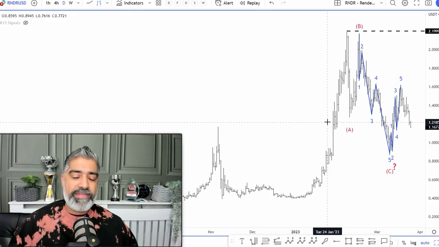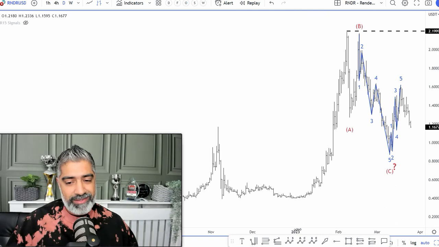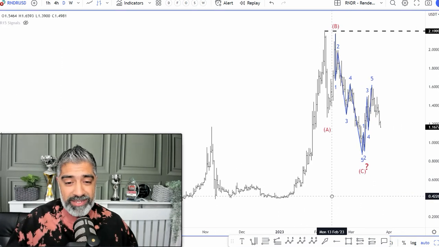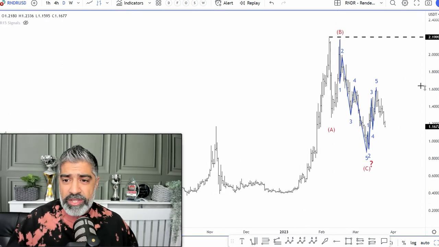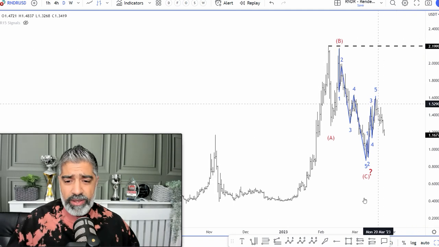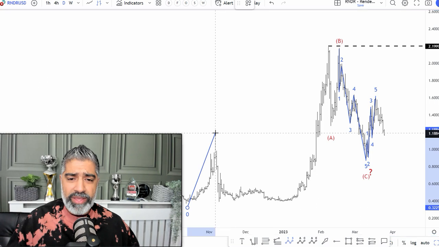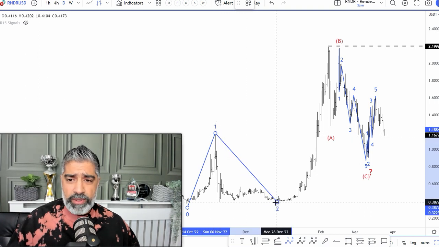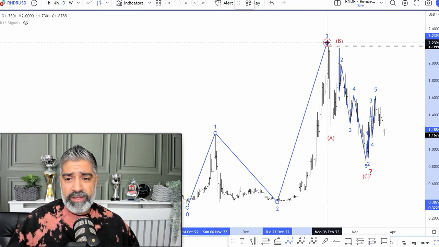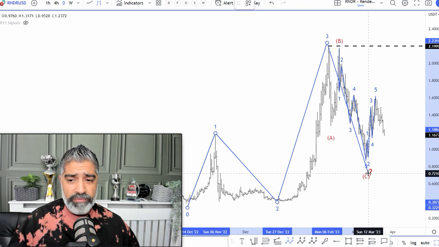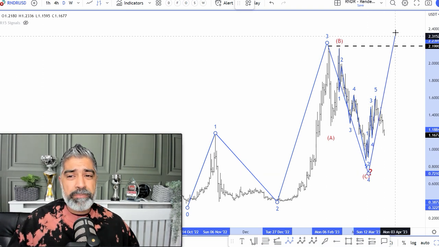So with Render, right? When I've been looking at this, markets move in 5s and 3s. It's just the nature of the markets. It's the nature of crowd psychology. So if I look at this, what I would anticipate is some type of wave 1, wave 2. We got a textbook wave 3. This looks like a wave 4 that qualifies. And then I would anticipate a wave 5.